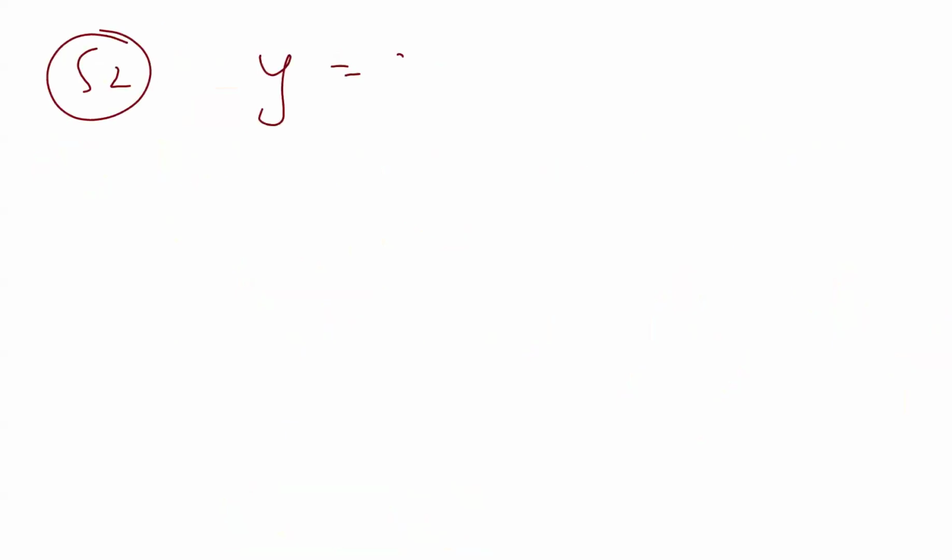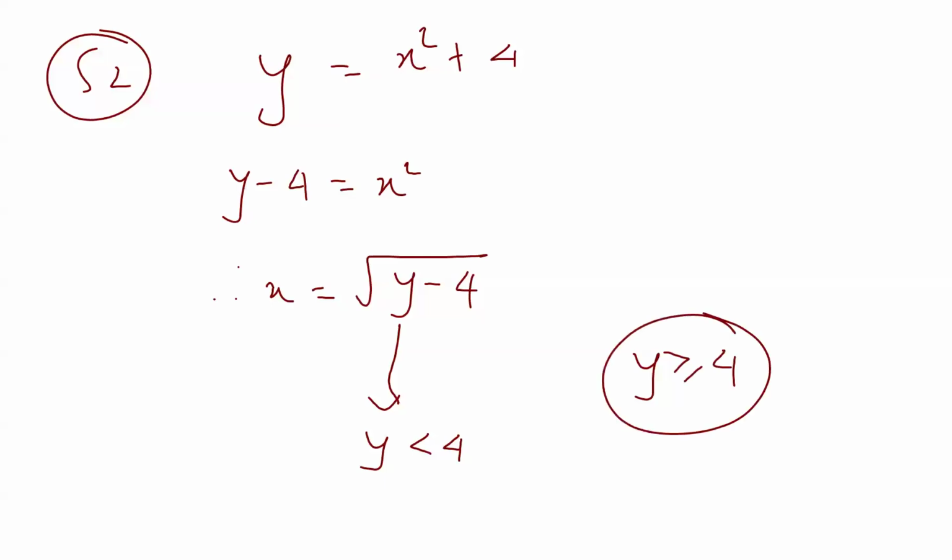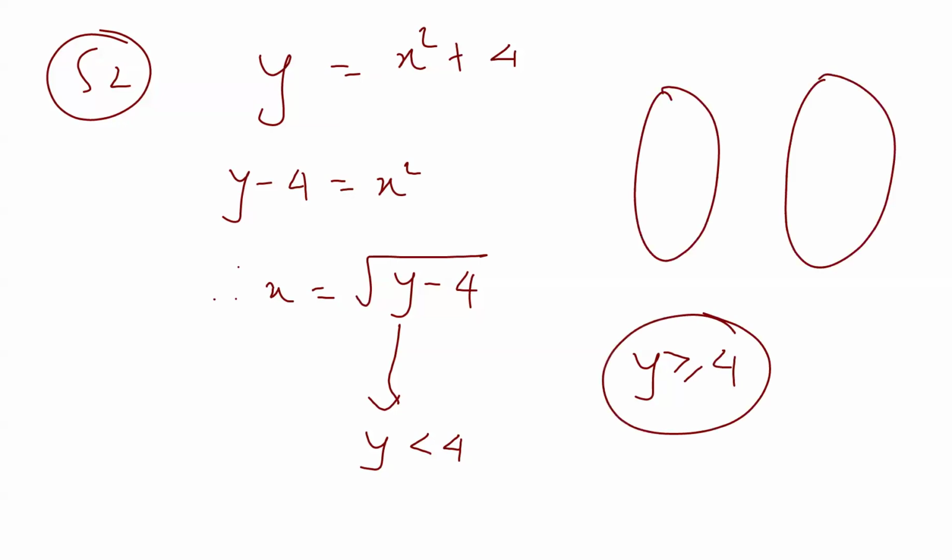Step 2: y is equal to x square plus 4. y minus 4 is equal to x square. Therefore, x is equal to root of y minus 4. Now see, y value greater than or equal to 4 is okay. But if it is less than 4, we'll get negative numbers within the root. So that's the reason why they have mentioned y values are more than or equal to 4, that is, 4 comma infinity.